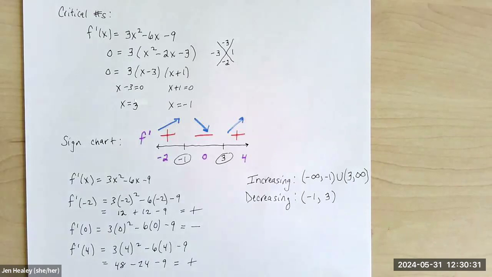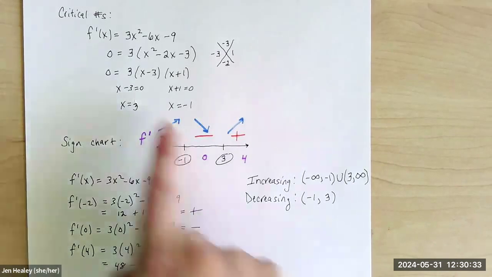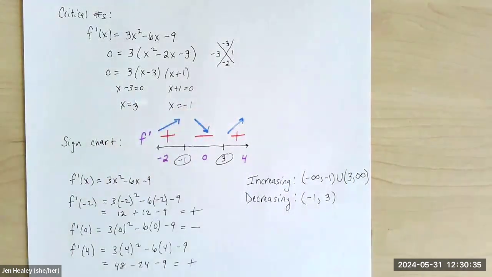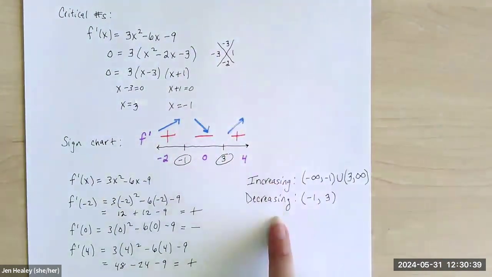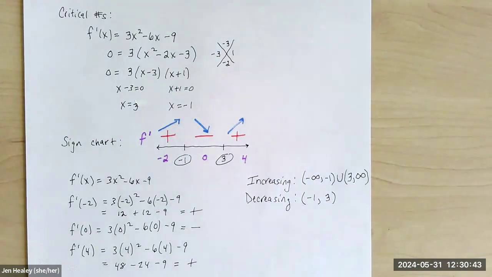So the question said, find the critical numbers. We did that. We got 3 and -1. Those are the critical numbers. Find the intervals on which it's increasing and decreasing. We did that. We found our intervals. And then the last thing it says, identify any extrema. So extreme values would happen at those critical numbers.